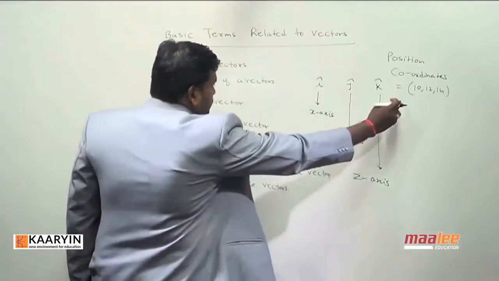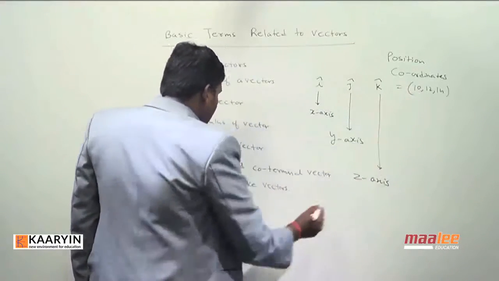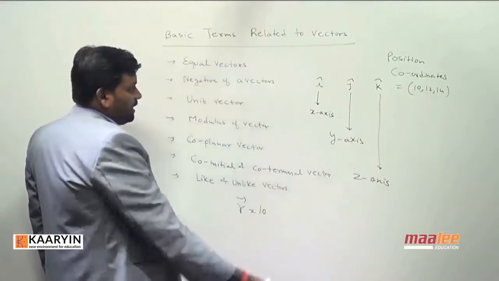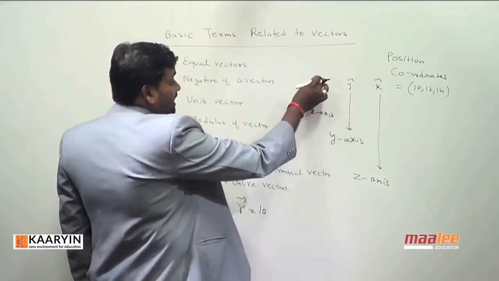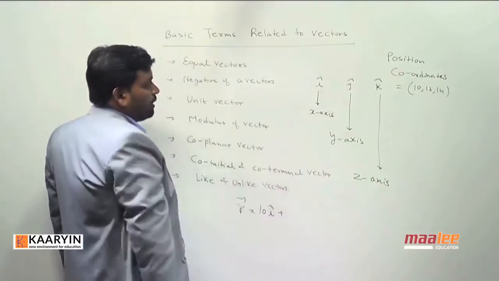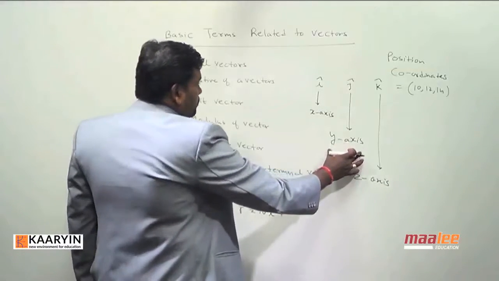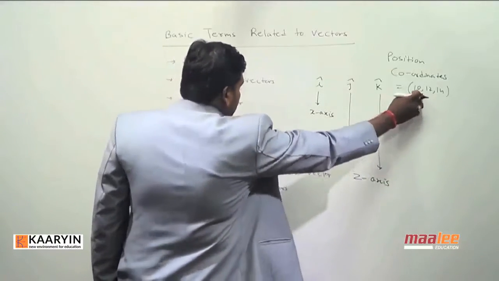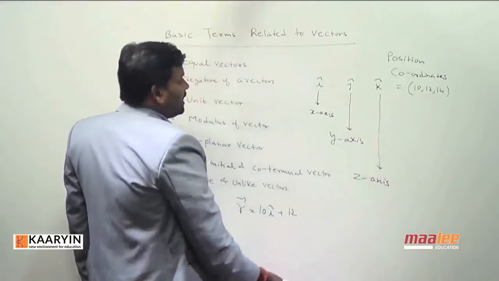What is the magnitude along x-axis? Magnitude along x-axis is 10. What is the direction along x-axis? So, direction along x-axis is represented by i cap. Okay. What is the magnitude along y-axis? That is 12. What is the direction along y-axis?